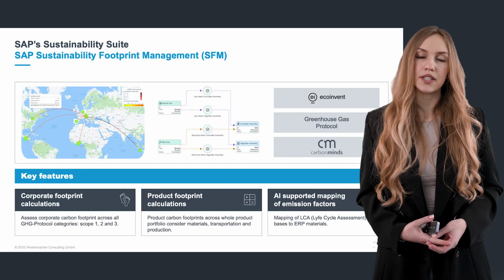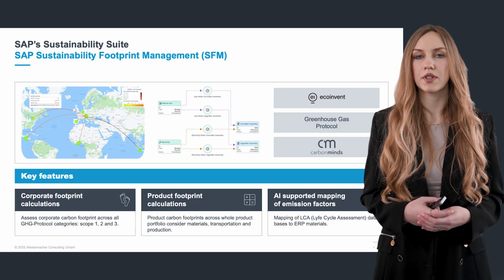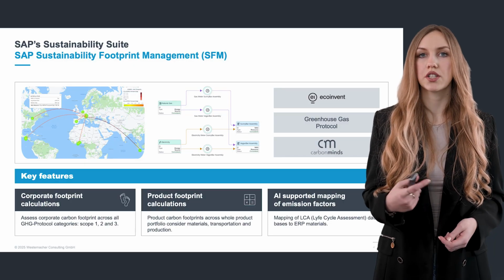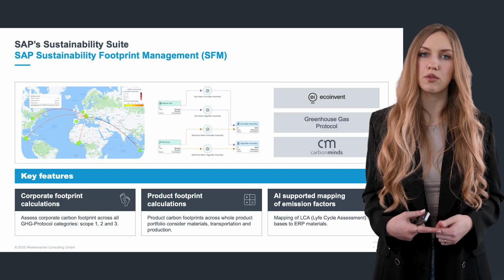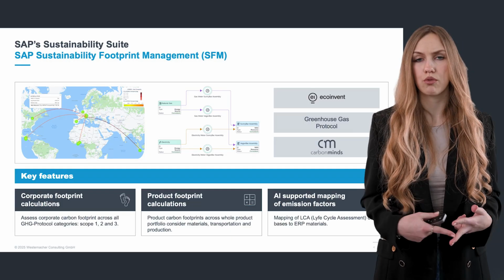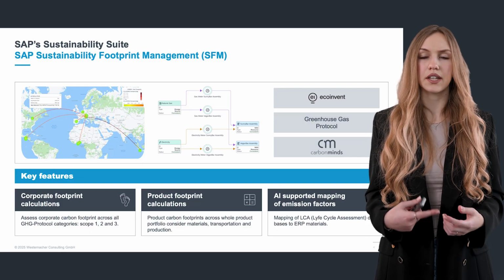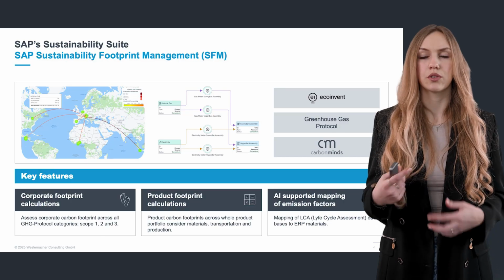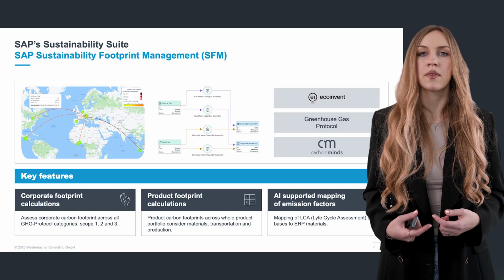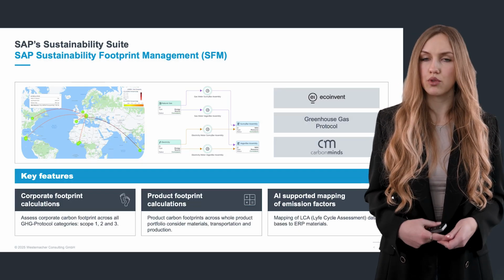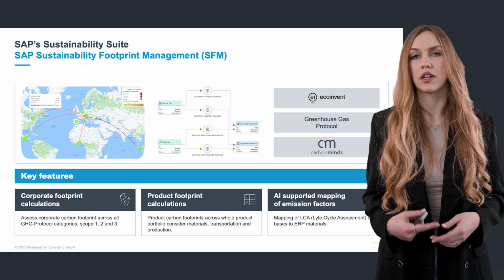Yeah, then our next product is the SAP Sustainability Footprint Management. This is our solution to really calculate carbon footprint. One time for the whole organization, so the corporate carbon footprint with Scope 1, Scope 2 and Scope 3 emissions. And this is really an important key figure that you can provide to your customers, to your suppliers, and so on.